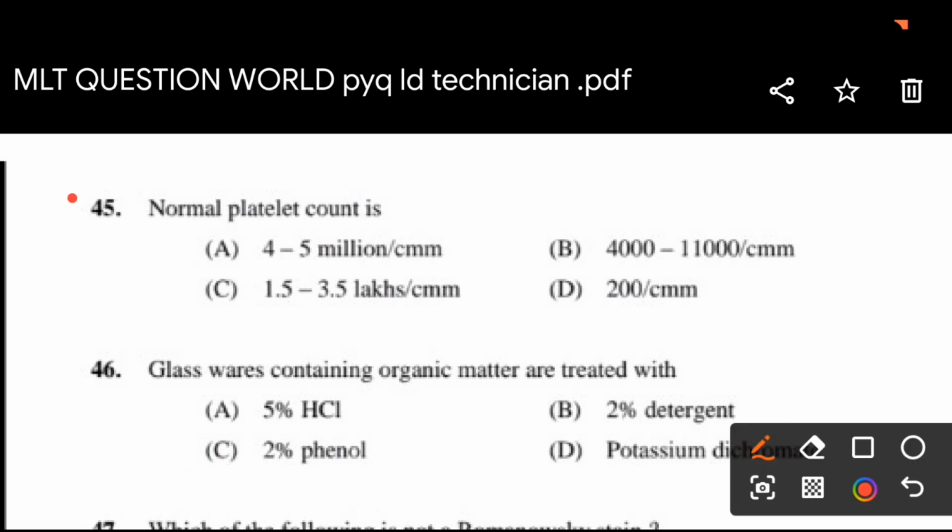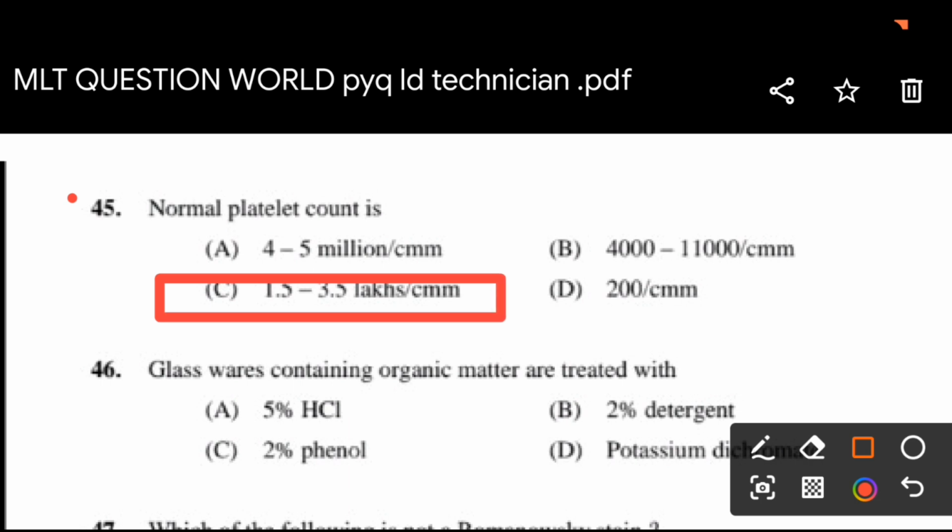So, let us start. Question number 45. Normal platelet count is 4 to 5 millions per cubic millimeter, 4,000 to 11,000 per cubic millimeter, 1.5 to 3.5 lakhs per cubic millimeter, 200 per cubic millimeter. The right answer is 1.5 to 3.5 lakhs per cubic millimeter.